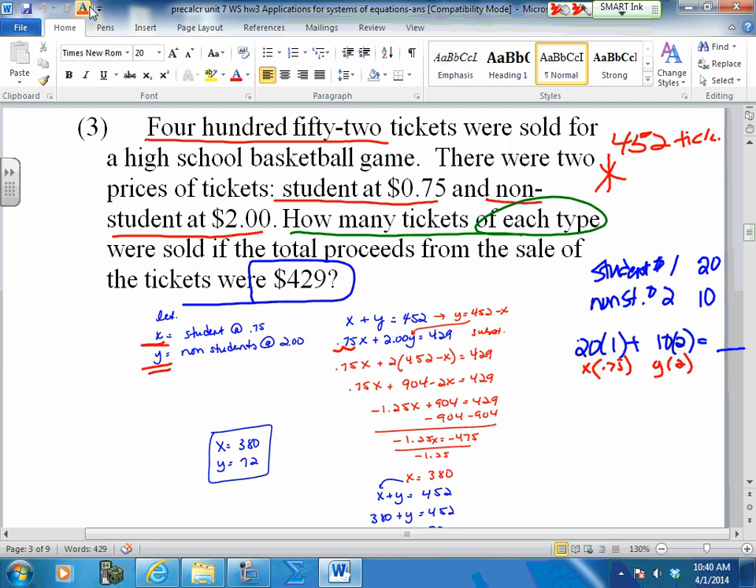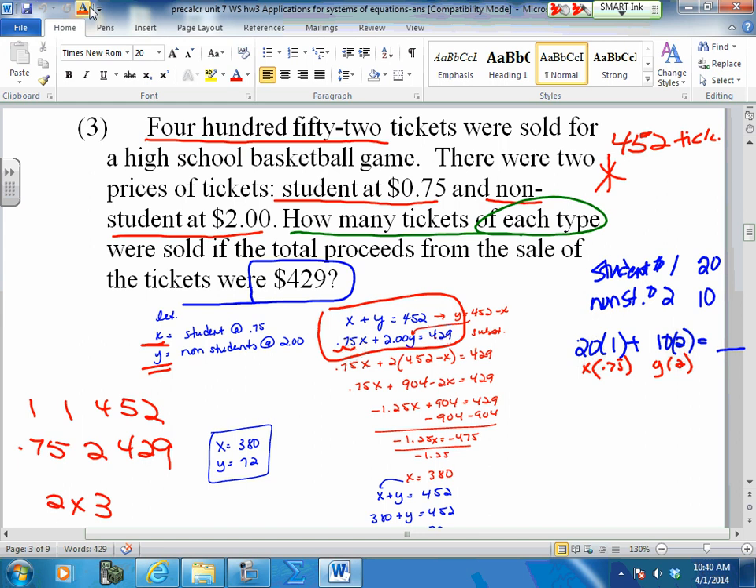This is math, algebra 1. 2 variables. Now, you didn't have to go through and do this whole thing. We just had to create a matrix. So 1, 1, 452, 0.75, 2, 429. What's the order of this matrix? 2 by 3. So you're going to plug this into your matrix.